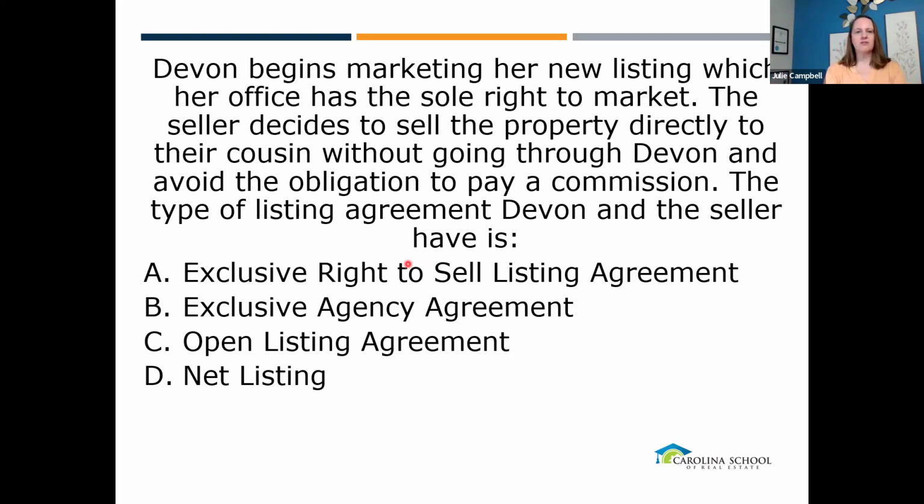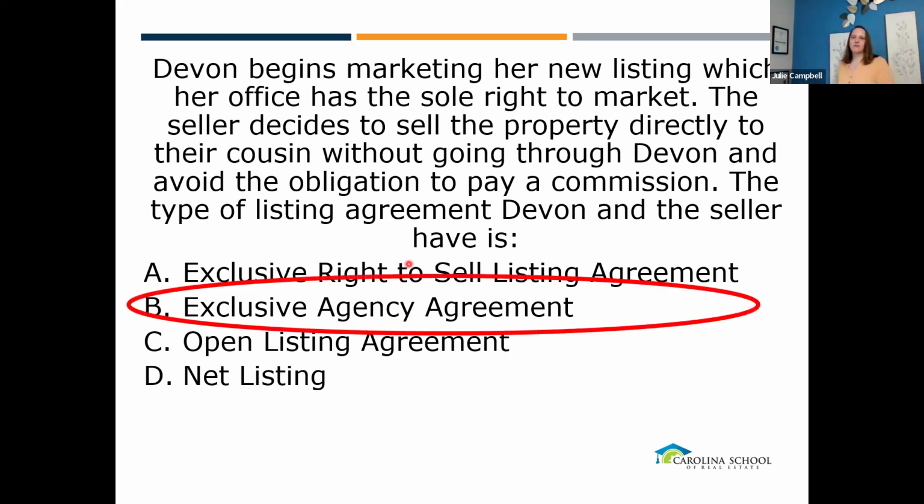Seller decides to sell the property directly to their cousin without going through Devin and avoid the obligation to pay a commission. The type of listing that Devin and the seller have, they have an exclusive agency agreement. Had they had an exclusive right to sell, Devin would have gotten paid. But Devin's not going to get paid, which means she's got an exclusive agency. Yep. So it's B. That's the difference in the two exclusives. The seller retains the right to sell on their own and avoid paying the commission.